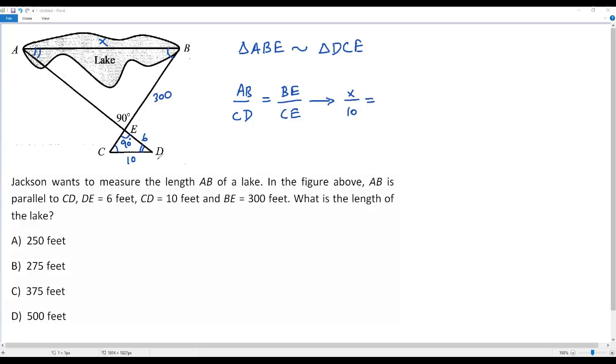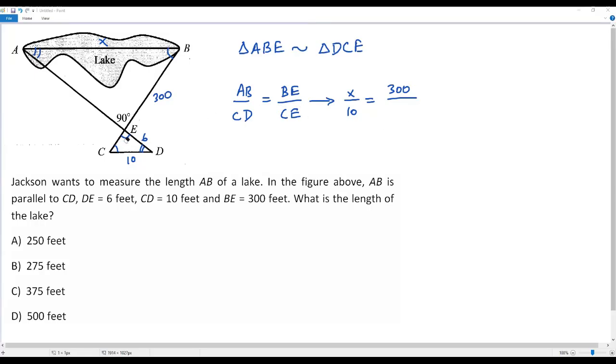And the length of BE is 300. Let me plug in 300 for BE. And what is the length of CE? That is not given in the question. So here CE is not known, but we must know the length of CE so that we'll be able to solve for X in this equation. So how do we get the length of CE?